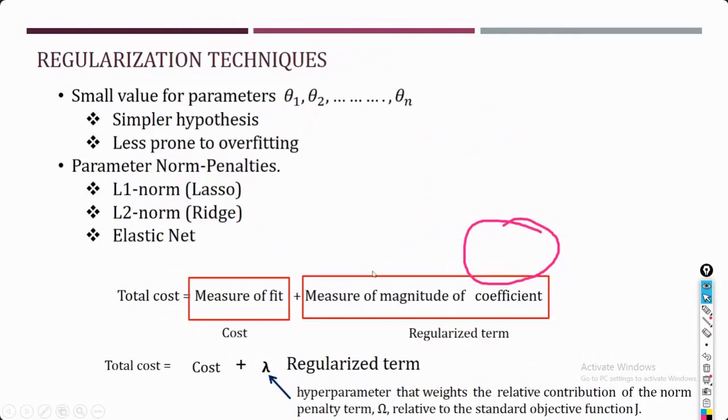There are three ways to do this regularization: lasso, ridge, and elastic net. So now your total cost is going to be the measure of the fit. That means your original equation.